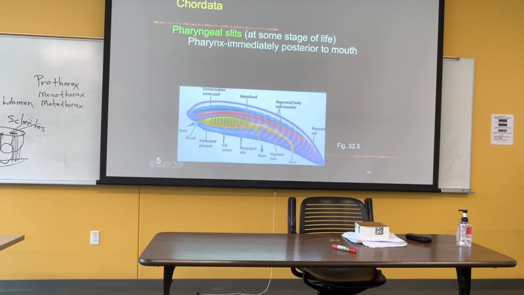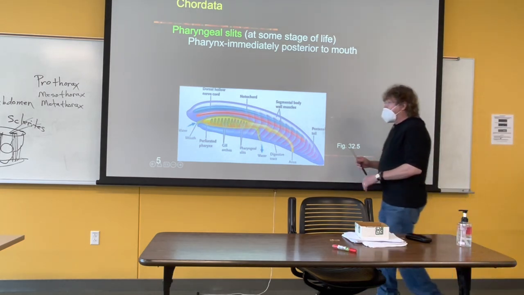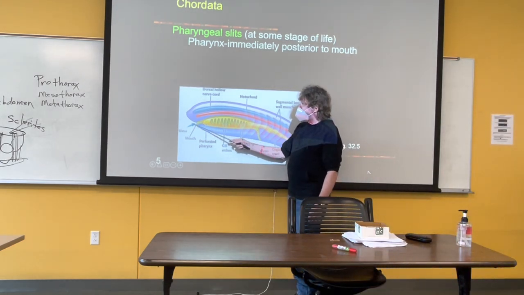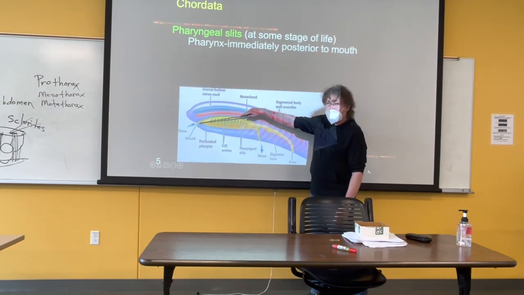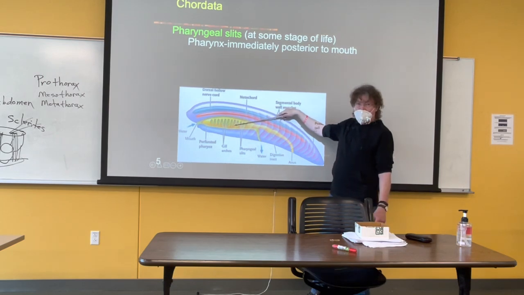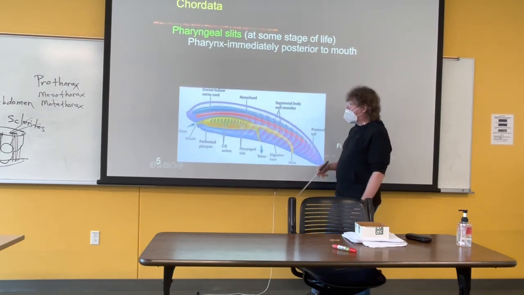And primitively, these pharyngeal slits were for filter feeding. In fact, some other lower groups of chordates are filter feeders, just like the hemichordata. In a digestive system like this, you have a mouth, and right behind the mouth is a region called the pharynx. And then behind the pharynx might be a stomach, and so forth.